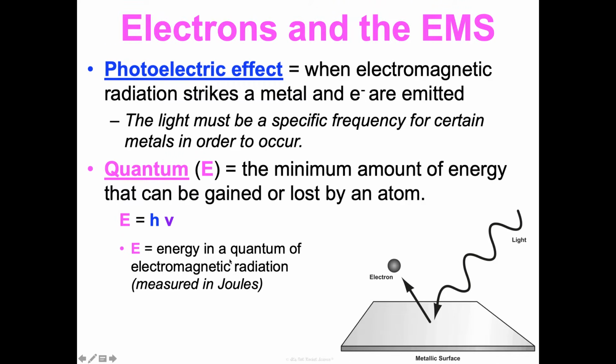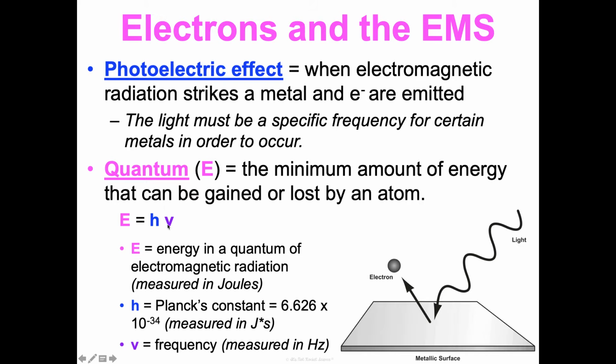So E represents the energy in a quantum of electromagnetic radiation, and we measure it in joules, which is a unit you hopefully remember from physical science. And then this h is Planck's constant, because remember, he was the guy who first came up with this. And it is 6.626 times 10 to the negative 34th, which is measured in joule-seconds. And then again, this is represented by frequency, which is measured in hertz.